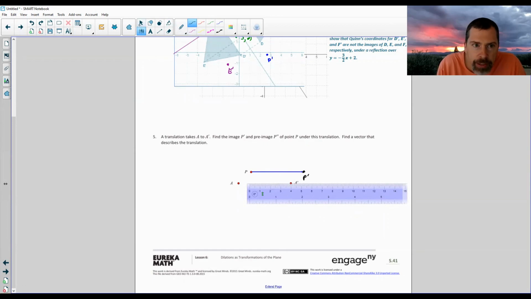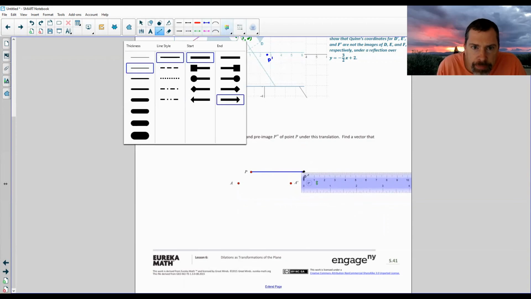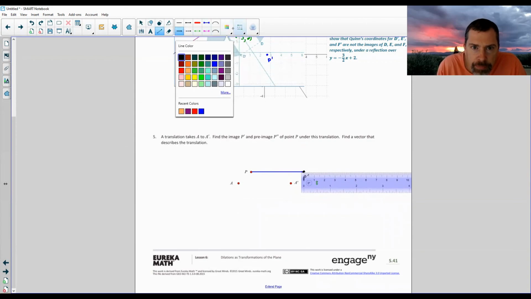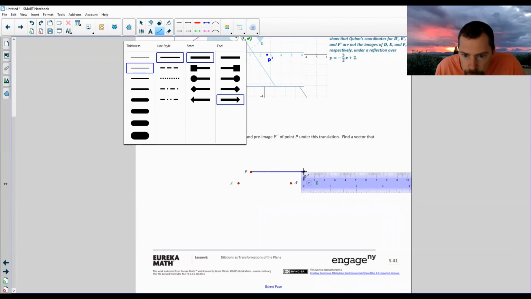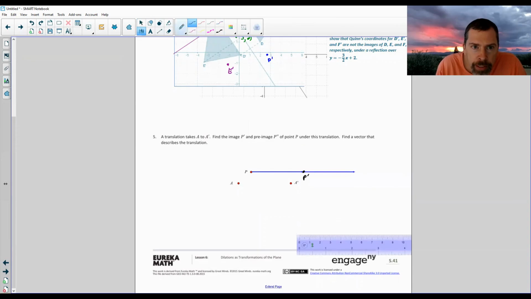Repeat the process again to get P double prime. So you just move your ruler over and draw another ray from P out to 5, like so, and put a dot at the end of the ray, and call it P double prime.